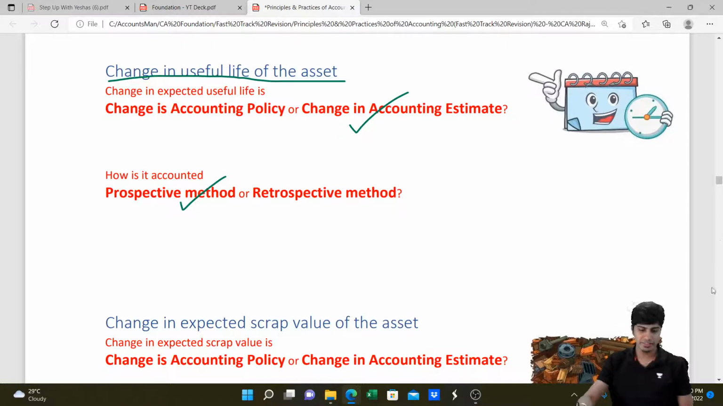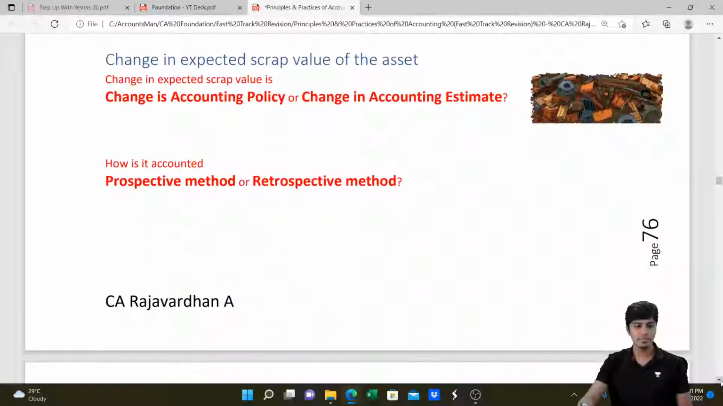Got it? And then whenever there is a change in expected scrap value, you had estimated a scrap value of the asset to be some amount. What if that changes? I told you, it is expected, it is not actual. Again, that is a change in accounting estimate, and we're going to give prospective effect.